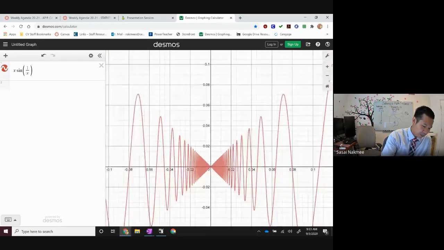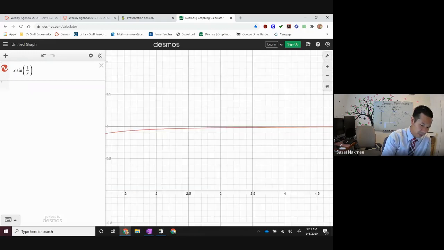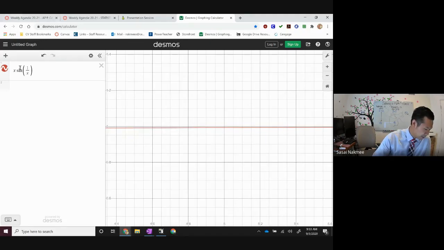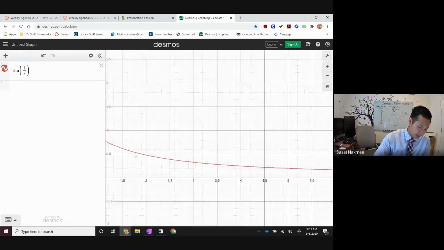So what I'm saying is, what happens as this thing goes off towards infinity? Wait, did I pick the wrong function? I think I did pick the wrong function. Was it x sine of x, or was it sine of 1 over x? Sorry, hold on a second here. I forgot the function already.